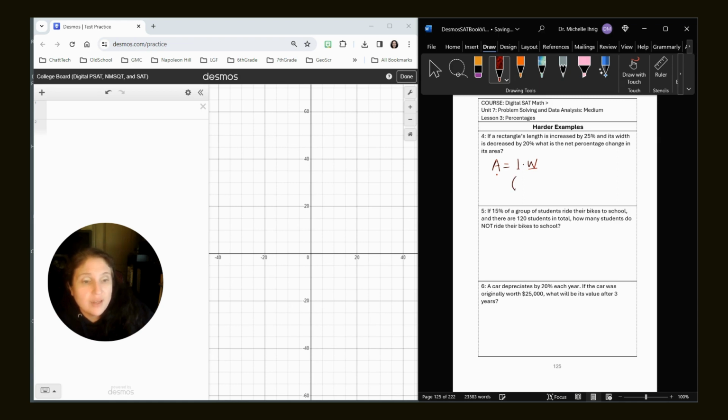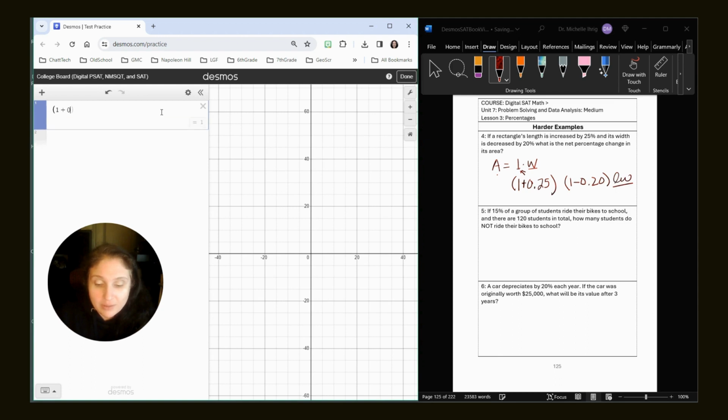So first, for the length, we're increasing it by 25%. So I've got 1 plus 0.25. So that's how the length changes. But the width changes by going down 20%. And that's the net change because the length and the width original values still stay there. So all I'm typing in is 1 plus 0.25 times 1 minus 0.20. So what is the net percent change in the area? There's no change, okay? It ends up canceling each other out.